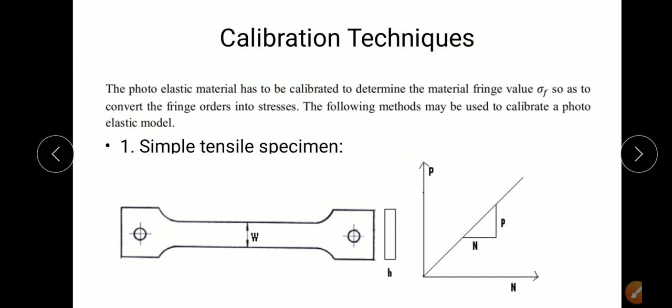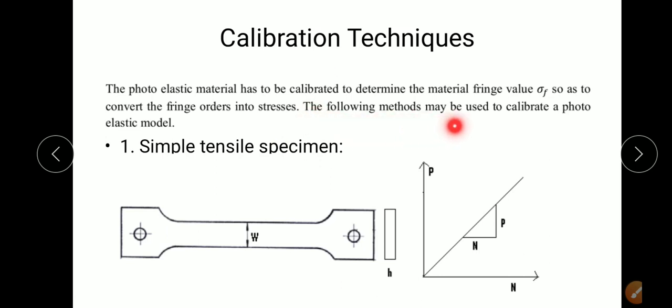So the photoelastic material has to be calibrated to determine the material fringe value. The sigma f value should be determined so as to convert the fringe order into stresses. There are fringe orders which are obtained on the final view, and that fringe order should be converted into stress. It means we have to determine at which fringe order what the stress value is. So for that we require the calibration.